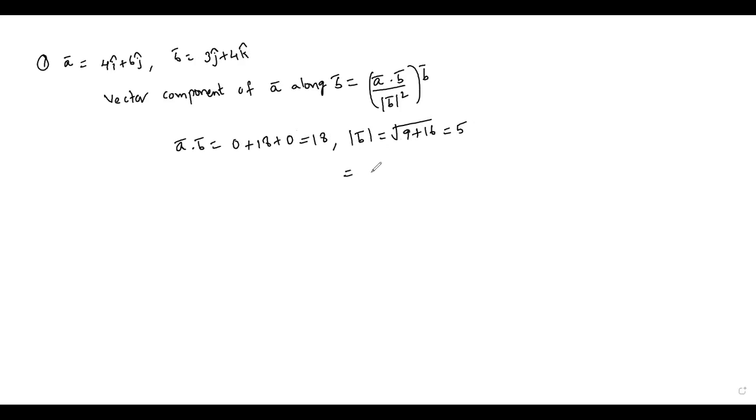Now the required component is a bar dot b bar, 18, by mod b bar square, 5 square is 25, into b bar, which is 3j cap plus 4k cap. Clearly, which option is correct? Option B is the correct one.